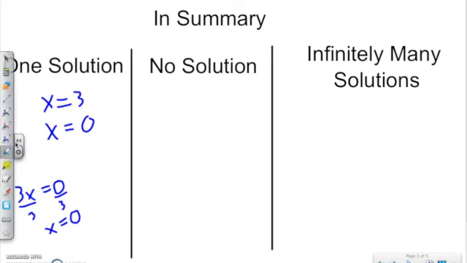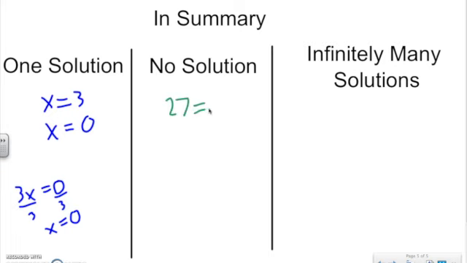For no solutions, we're going to get two numbers that are not equal to each other, claiming to be equal to each other. It might give you 27 equals 5. It might give you pi is equal to 0. It might give you 3 is equal to 7. They're all going to be statements that are not true.